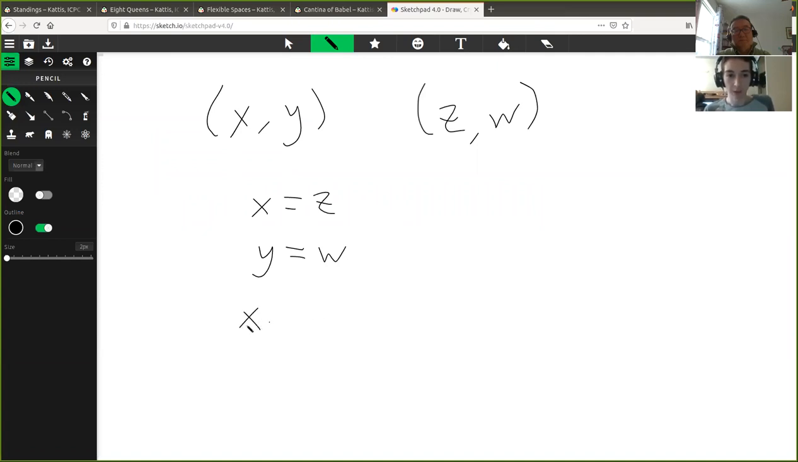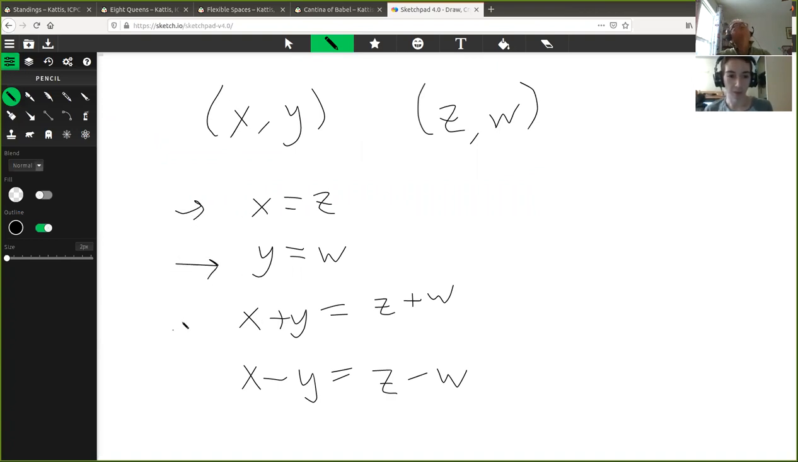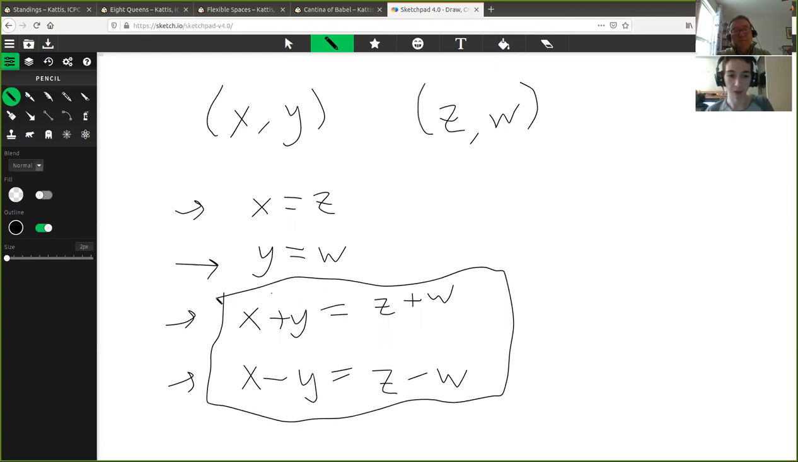And then there are 2 different diagonals. One of them would be X plus Y equals Z plus W. And the other diagonal would be X minus Y equals Z minus W. So you can identify all the positions of the queens by the positions of the asterisks, and then for each pair of queens just check if any of these hold. It's pretty straightforward, I think. It's just good to know that these are the equations of the diagonals.